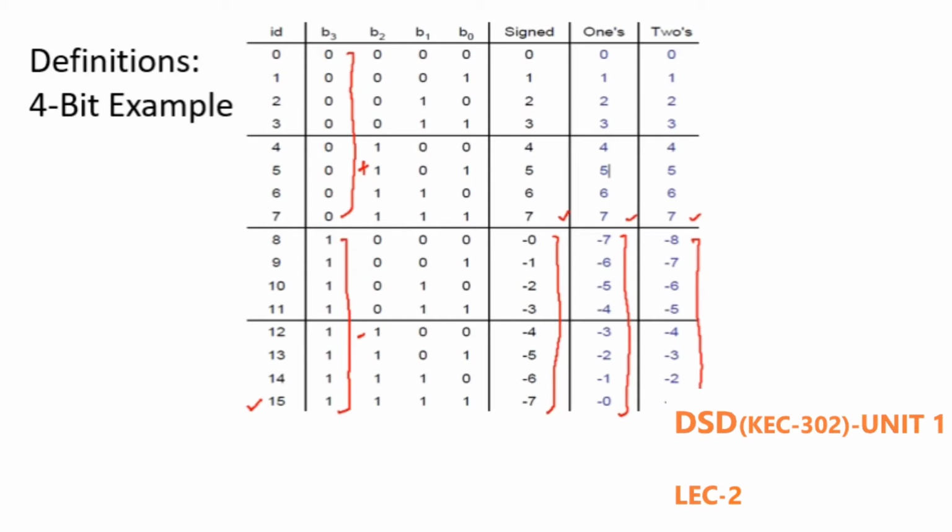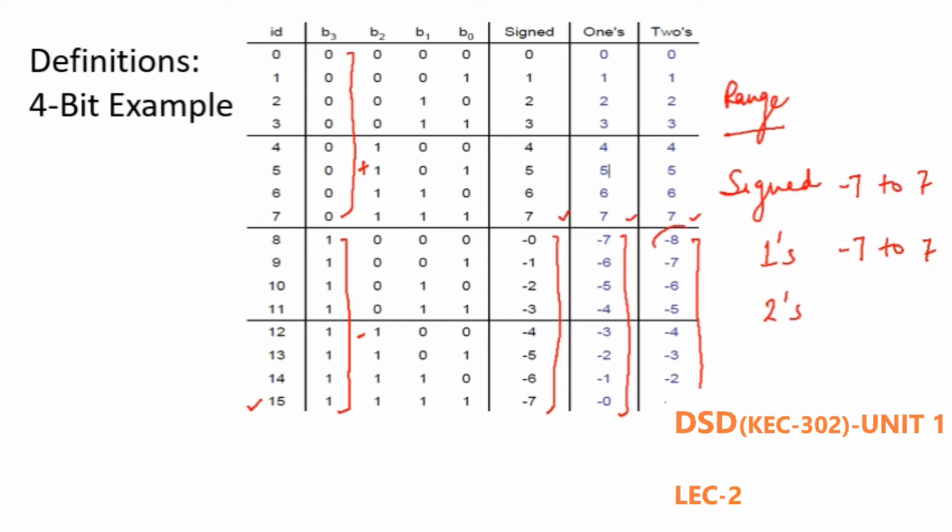If we are interested in finding the range, for signed magnitude I can easily see that the range is minus 7 to 7. Similarly for ones complement, the range is the same, minus 7 to plus 7. And for twos complement, I can see that there is a minus 8 here.